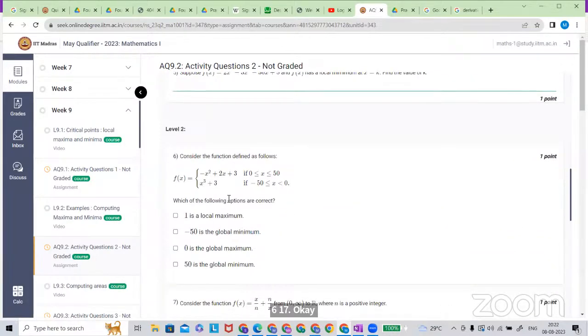So in this problem, consider the function. One is a local maxima. Sir, how is one a local maxima? I didn't get that. I solved for that and I only got minus 50 as the global minimum.